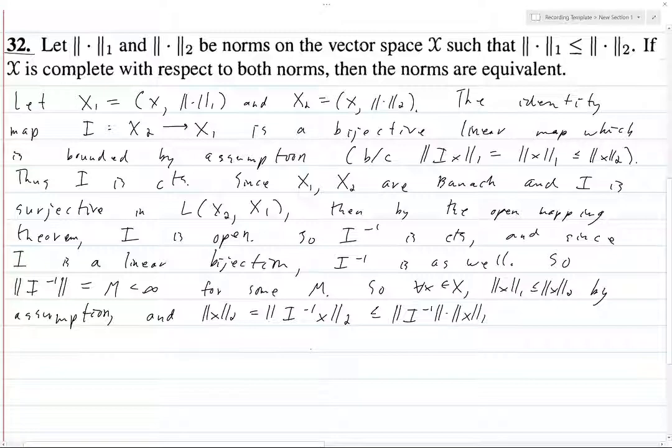So the 1 norm is less than or equal to the 2 norm, which is less than or equal to a constant times the 1 norm. And what does this mean by definition? This means that the 1 norm is equivalent to the 2 norm. And that finishes our proof.